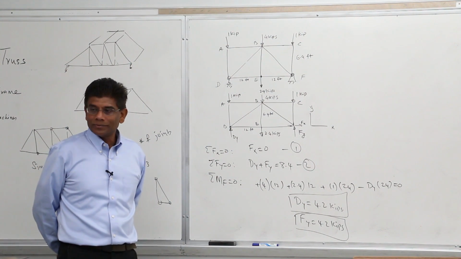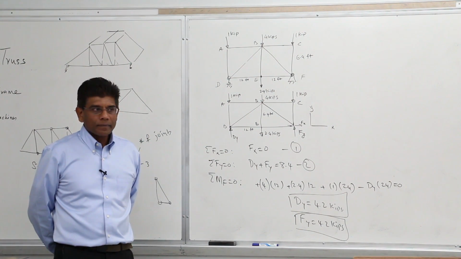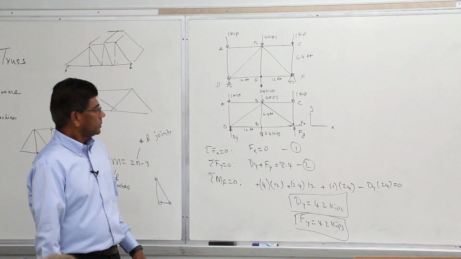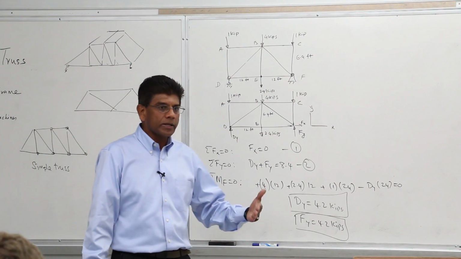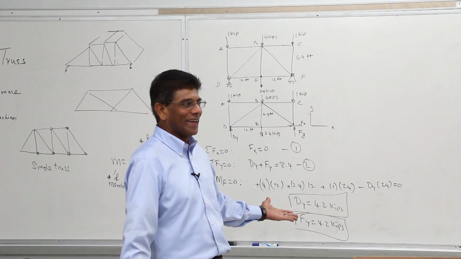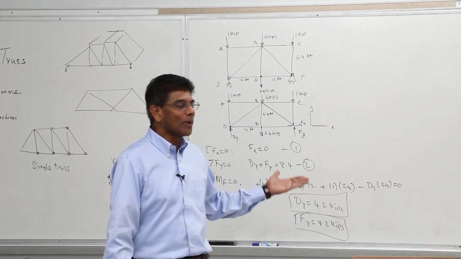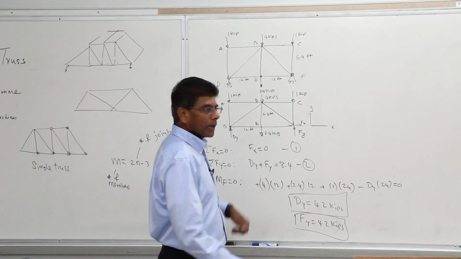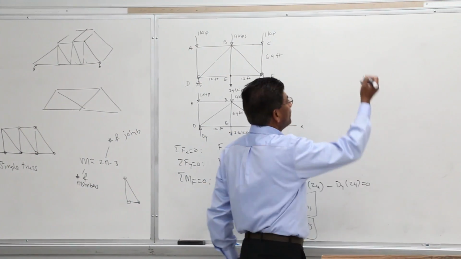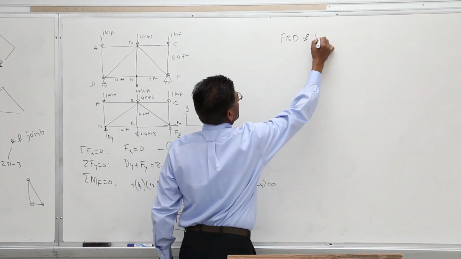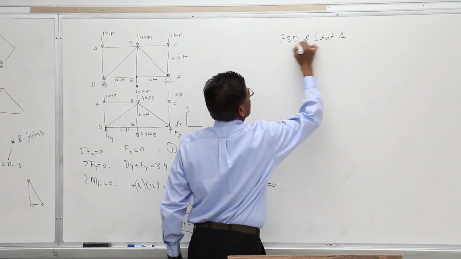So what do we do now? Remember, what are we trying to do? We are trying to calculate the member forces. And we haven't even started. We are doing something else. So what do we do now? Where do you want to go? Point A, joint A. Okay? I would like to use the word joint. So we'll draw the free body diagram of joint A.